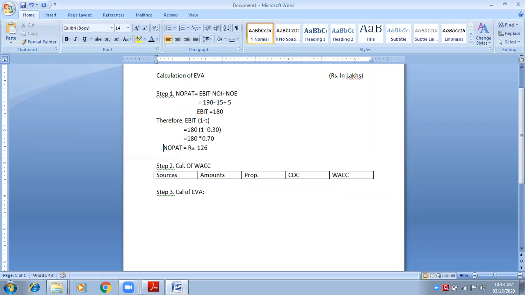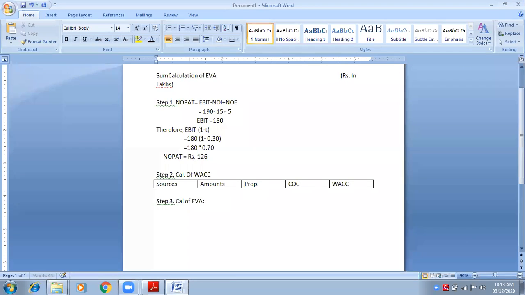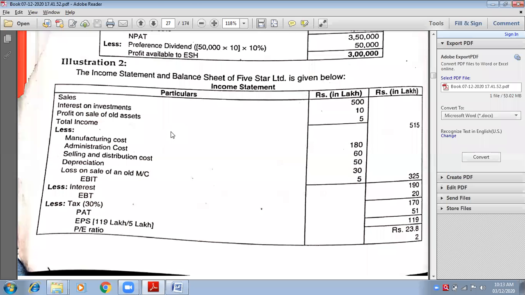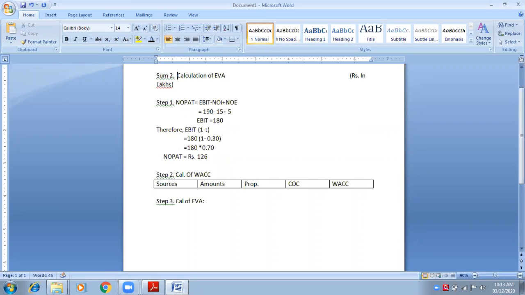Is it clear, everybody? Yes, ma'am. This is sum number 2, and it is page number 27 according to this book.